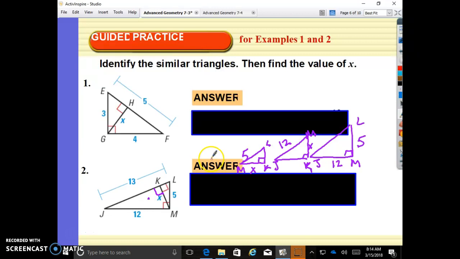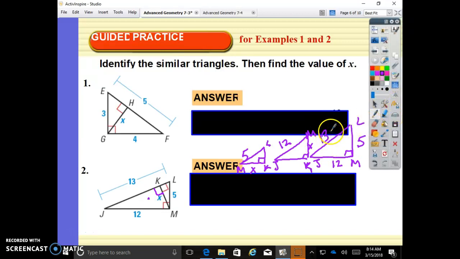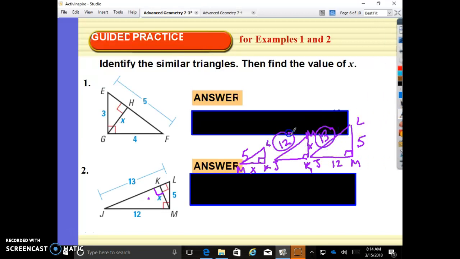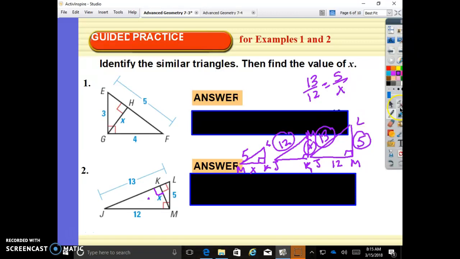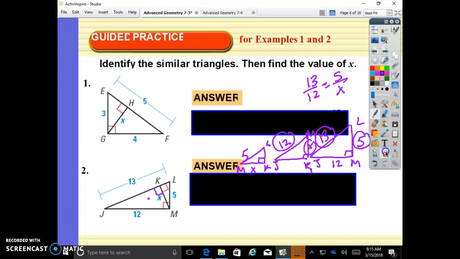5, 12, 13 is a Pythagorean triple. If you didn't realize that, 5 squared is 25, 12 squared is 144. When you add them together, you get 169. The square root of 169 is 13. Once you add in this 13, your 13 is to your 12, as 5 is to the x, right? 13 is to 12, as 5 is to x. Cross products and solve. 12 times 5 is 60, divided by 13 is 4.61. 60 over 13, or 4.61, is our x.